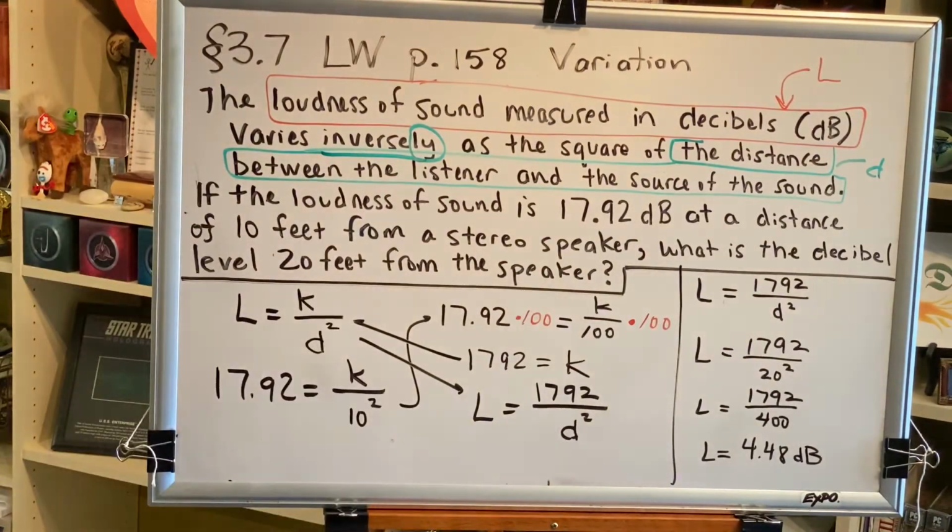Okay, notice that the loudness of sound is 17.92 decibels at a distance of 10 feet from the speaker, but when the distance from the speaker is increased to 20 feet, the decibel level decreases to 4.48 decibels. This is consistent with an inverse relationship. For k greater than 0, as one variable is increased, the other is decreased. It also seems reasonable that the further one moves away from the source of a sound, the softer the sound becomes. We have confidence that our answer is correct.